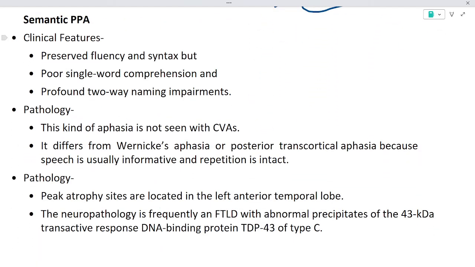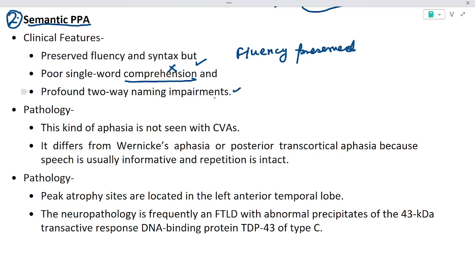Now the second type is the semantic PPA. What are the clinical features of semantic PPA? Fluency and syntax are preserved. The patient is fluent. Single word comprehension is poor, it is lost. Profound two-way naming impairments. See, the comprehension is lost. This is the major difference between semantic and what we just discussed, agrammatic.